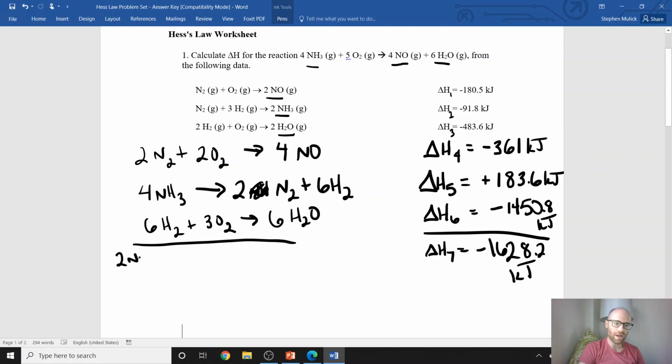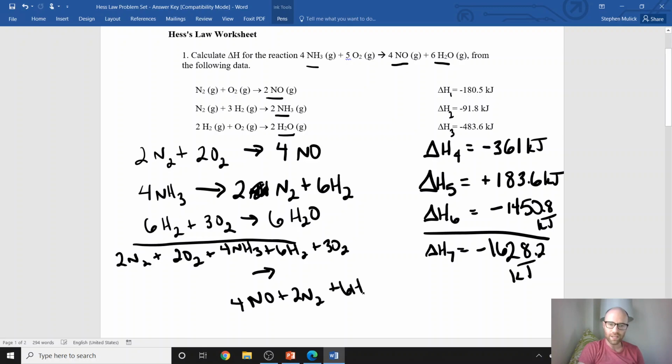And for the reaction, we're just going to add up everything. So I've got 2N2 plus 2O2 plus 4NH3 plus 6H2 plus 3O2 yields 4NO plus 2N2 plus 6H2 plus 6H2O. This is a really big equation. It's got a lot of chemicals in it.